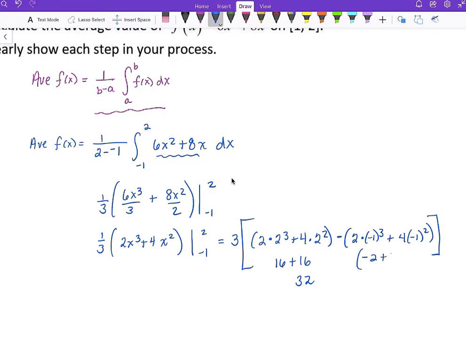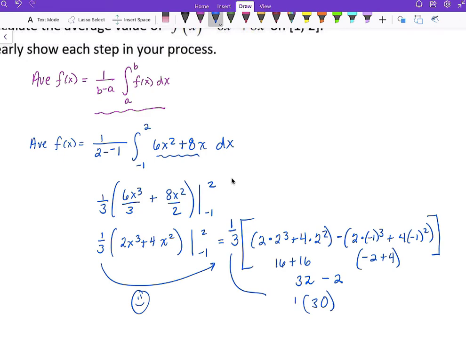And that should be plus 4. And so this is going to be 2. So 32 minus 2 is going to be 30. But then remember, we have to bring that 3 down. And it's not a 3, it's a 1/3. I thought that was a little fishy. So make sure you copy down your multipliers correctly, or you're going to get a wrong answer.